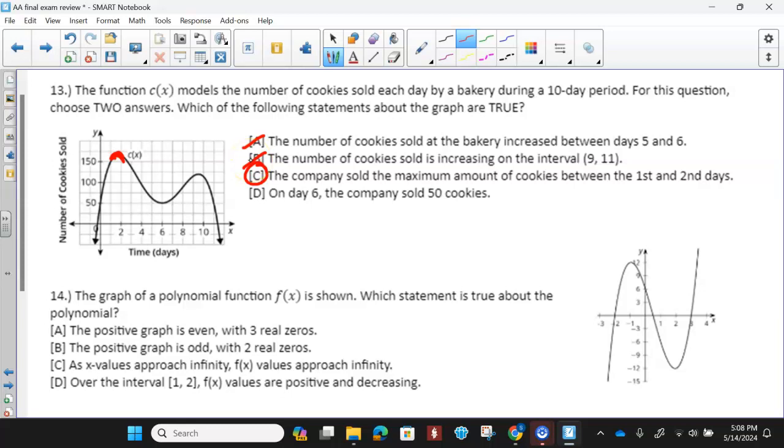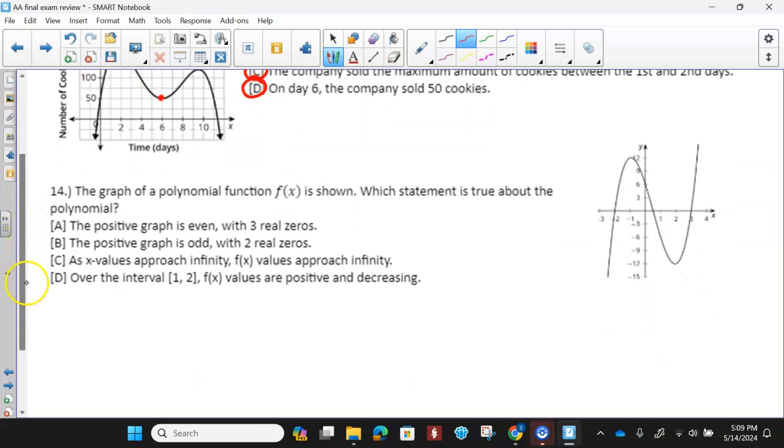Then you can also see here that, oh, that's right. We're looking for 2 answers. Sorry about that. I was like, wait a second. Then here's our second answer here. On day 6, the company sold 50 cookies. So there you go. There's your 2.